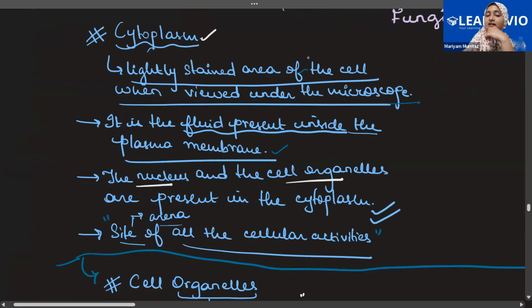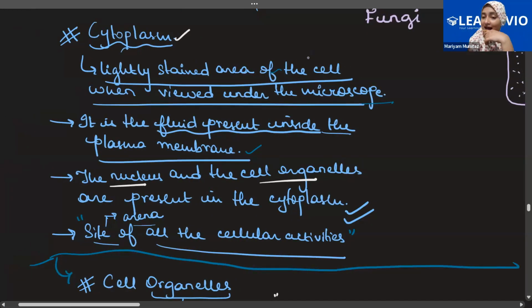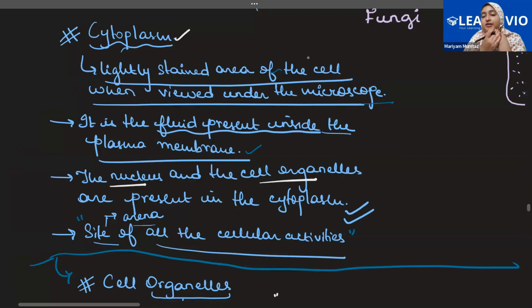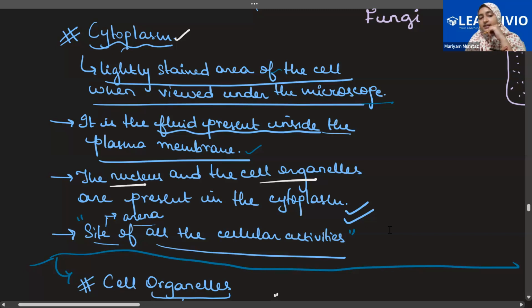Why? Because many activities are performed here, meaning the cell's activities are performed inside the cytoplasm itself. Talking about the cytoplasm, it is the lightly stained area of the cell. Just like how we saw the nucleus is a very darkly stained area, in contrast to that, cytoplasm is a lightly stained area of the cell. Now, it is the fluid which is present inside the plasma membrane and the nucleus along with all the cell organelles. Okay, the nucleus along with all the cell organelles, they are present in the cytoplasm. So the cytoplasm consists of all of the cell organelles.